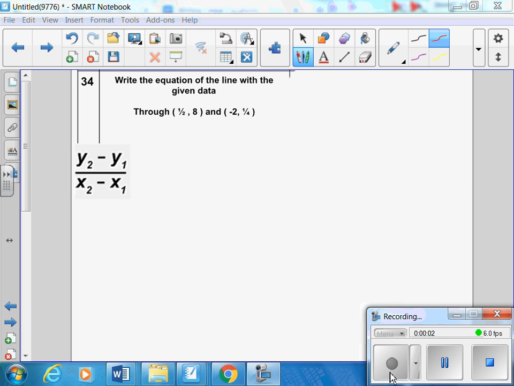Let's start by finding the slope. We need the y-coordinate in the second ordered pair, which is 1/4, minus the y-coordinate in the first ordered pair, which is 8, over the x-coordinate in the second ordered pair, which is -2, minus the x-coordinate in the first ordered pair, which is 1/2.